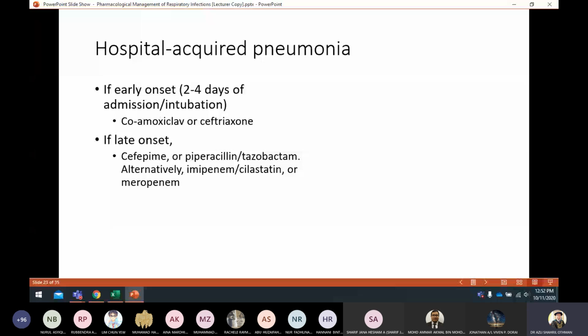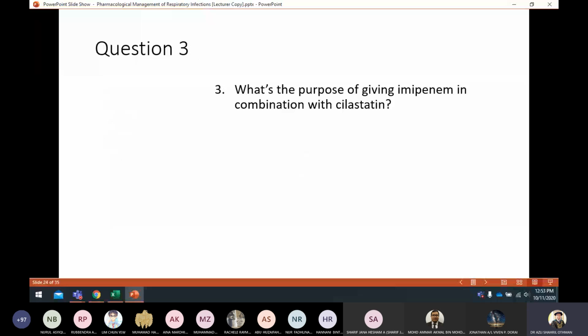So how do you treat? If it's early onset, co-amoxiclav or ceftriaxone. If late onset, you give cefepime or the combination of piperacillin and tazobactam. Alternatively, you can give the penams, imipenem or meropenem, which should be given together with cilastatin. Which brings us to the next question. Anyone would like to volunteer to answer?